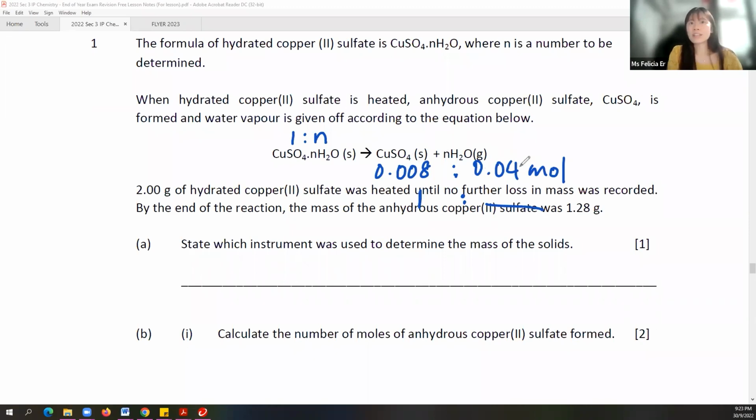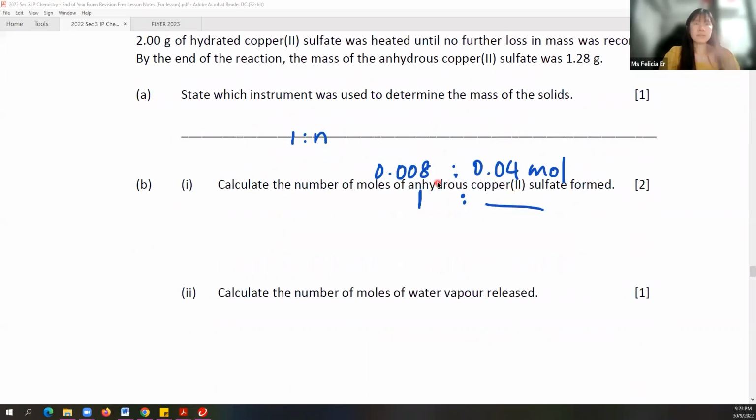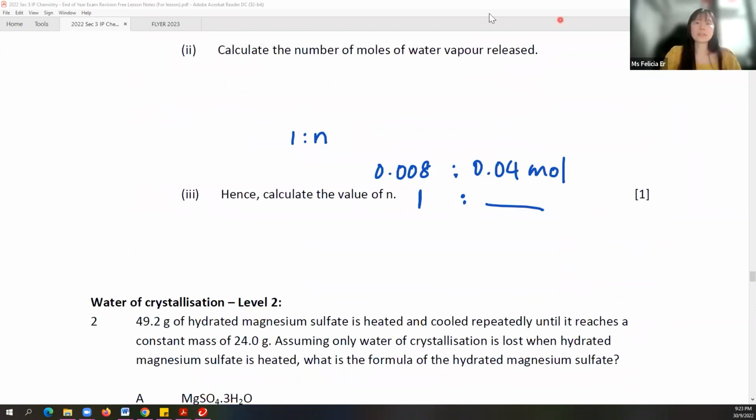Okay, so take note, the N is not just the number of moles itself. It has to be always in terms of 1 copper sulfate is to N. So now we're going to find out if copper sulfate is 1, N will be how much? So Ethan says 5. Yes, correct. So it's 1 is to 5. So the answer will be 5. Done. So just write a final statement that N is equal to 5.